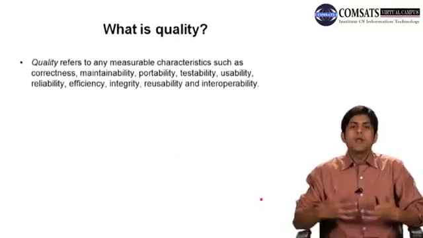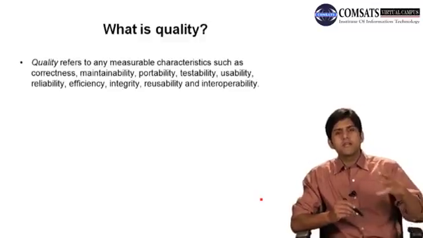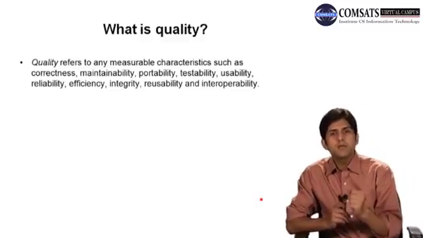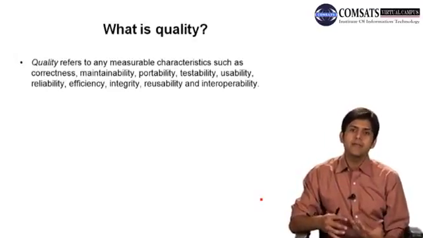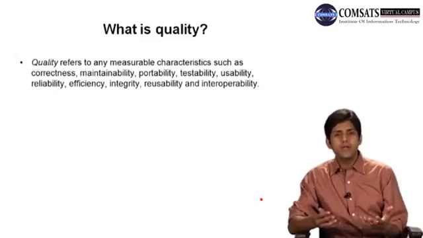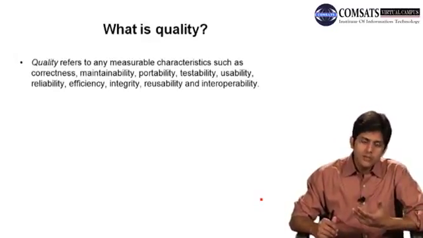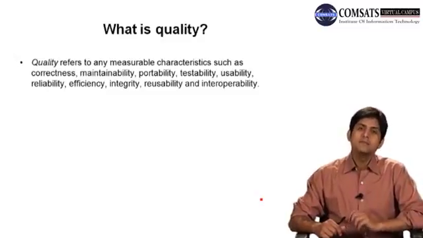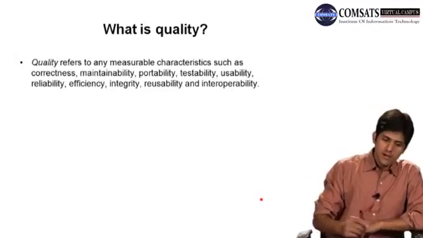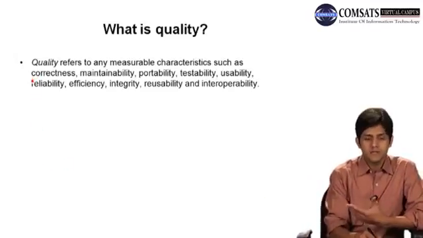So what is quality? Quality is a subjective term, so we need to come up with a measure. In the end, we have to ensure that our product is of good quality, so how do we make sure of that? How do we define quality? Quality refers to any measurable characteristic such as correctness. Now look, these are all measurable characteristics. We can have some measures of correctness.